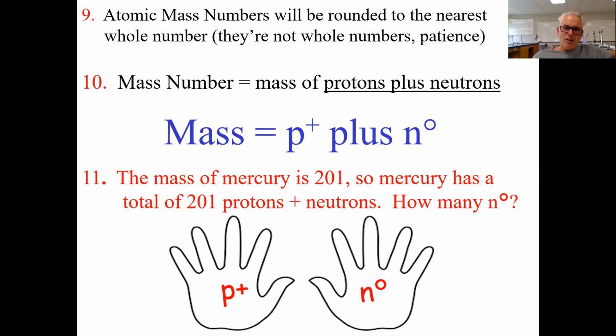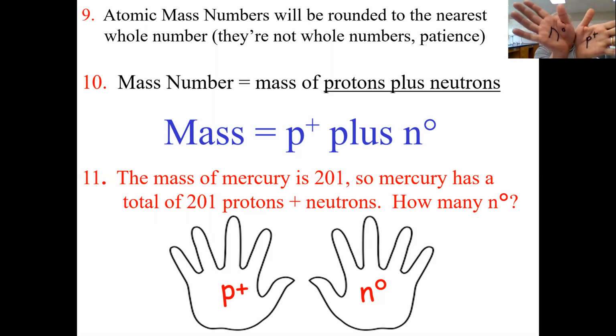Now, the atomic mass number: how much does the atom weigh? What's the mass of the atom? It is equal to the mass of the protons, how many protons, plus the mass of the neutrons, how many neutrons. So the mass of Mercury, number 80, my favorite element. It's the best element, which is a qualitative measure, but it's true. The mass of Mercury is 200.59. We round that to 201 AMUs. So that means it's got a total of 201 protons plus neutrons.